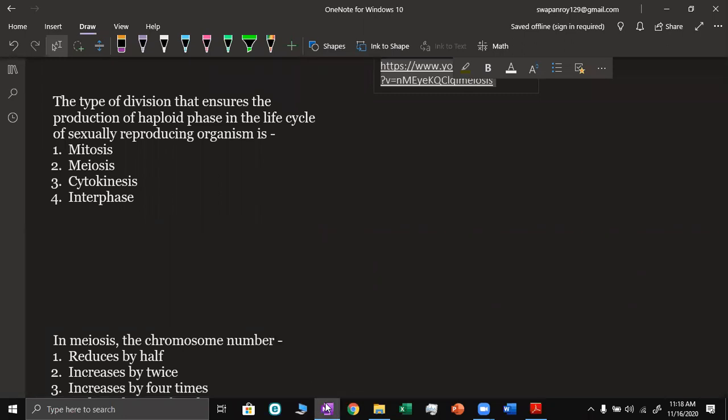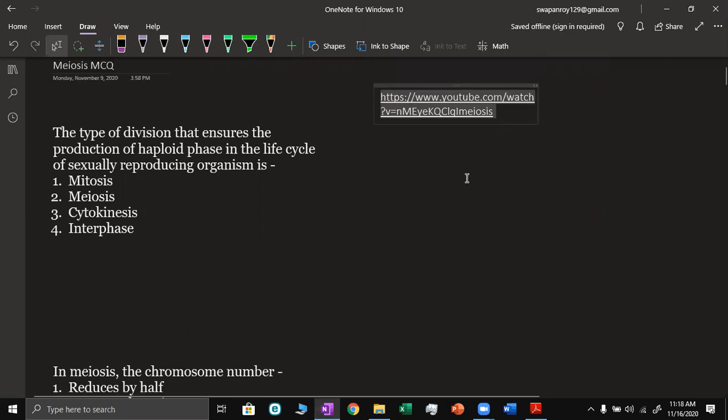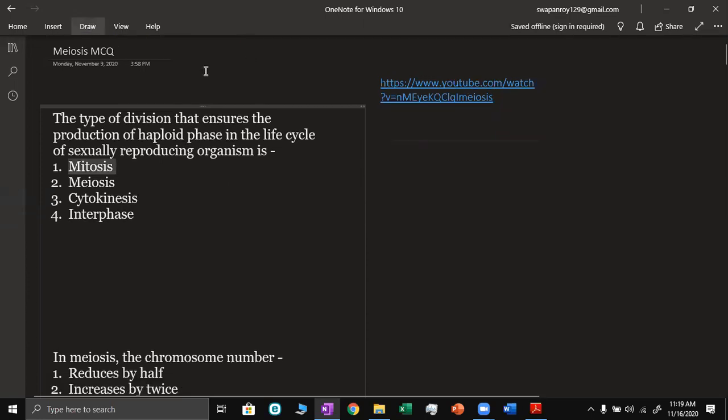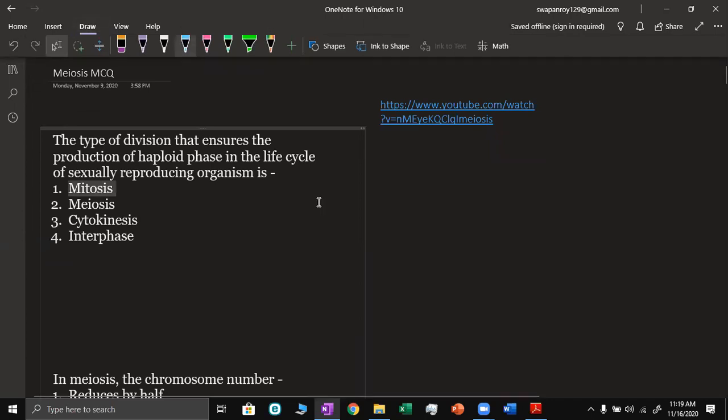Okay, now we will solve the questions based on meiosis. The first question: the type of division that ensures the production of haploid phase in the life cycle of sexually reproducing organisms is, what is that? Which ensures the development of haploid phase? This haploid phase comes from the cell division, that is meiosis.